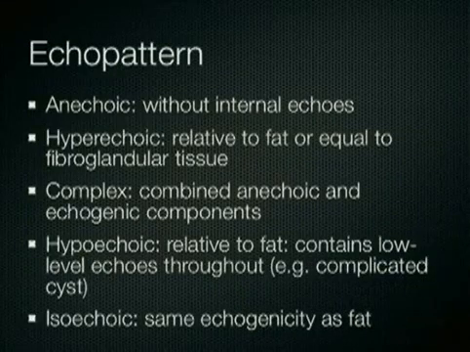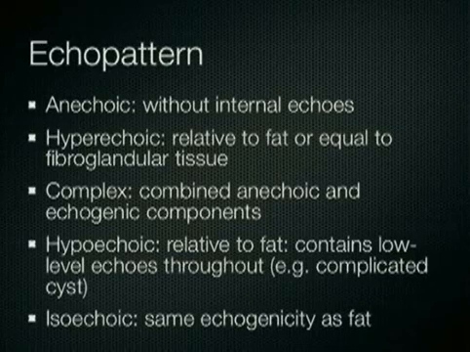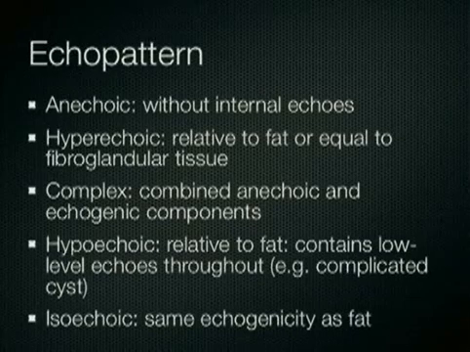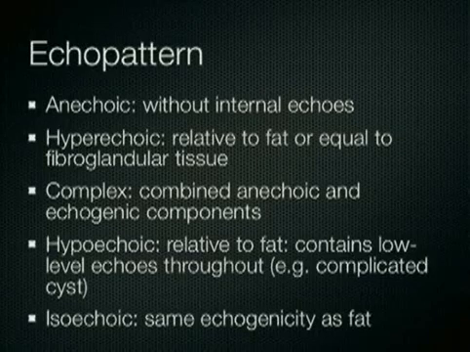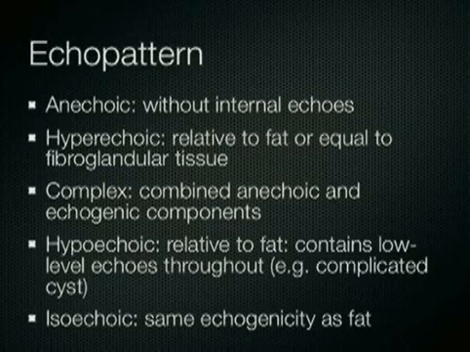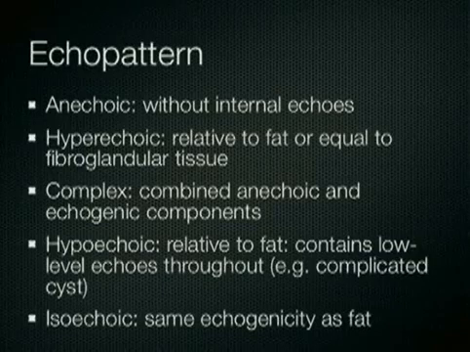Another characteristic described is the echo pattern of the lesion. This may be anechoic, without any internal echoes, as is typical with a simple cyst, hyperechoic relative to the fat and equal to the fibroglandular tissue, complex containing both anechoic and echogenic components, hypoechoic relative to the fat with low-level internal echoes, or isoechoic, showing the same echogenicity as fat.